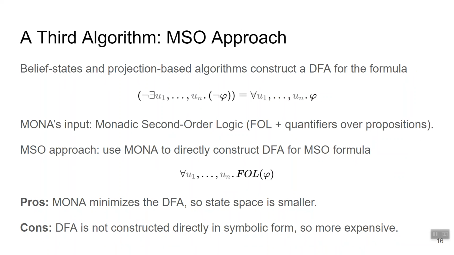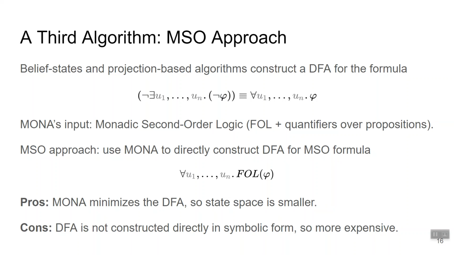As I mentioned at the beginning of this talk, there is a third algorithm for partial observability that emerges naturally from the Syft framework. We call this algorithm the MSO approach. Recall that the belief states and projection-based algorithms try to construct a DFA for the formula phi with all unobservable inputs universally quantified. The insight of the MSO approach comes from the fact that Mona does not only take first-order formulas as input, but more generally formulas in monadic second-order logic, which can be thought of as first-order logic with quantification over propositions. This means that we can construct an MSO formula with the unobservable inputs already quantified, and give this formula to Mona to construct the final DFA directly.